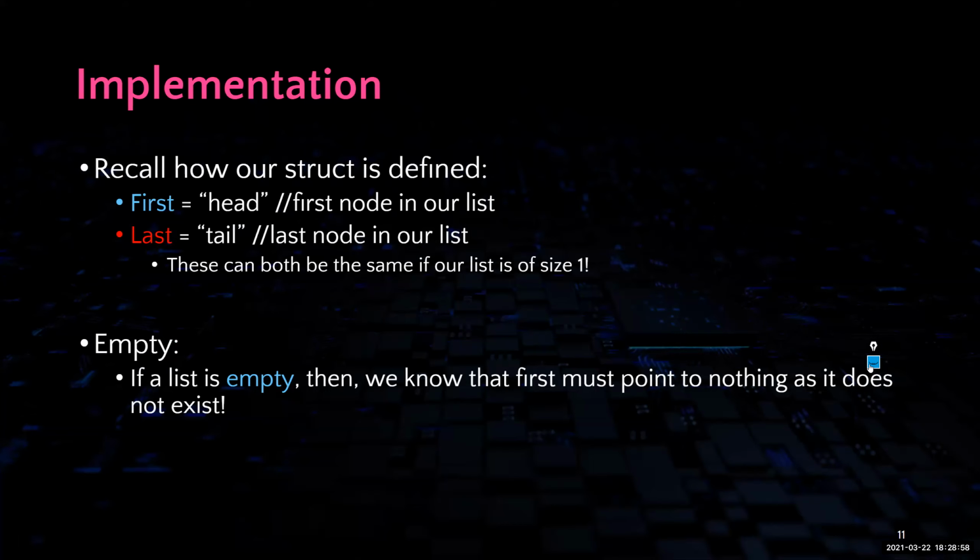So again, for empty, we're just doing a validation check. We're just looking to see, is our first defined? We know that our first must point to something if our list has some size greater than 0. If first is null pointer or last is null pointer, then it would make sense, right, that our list is empty.